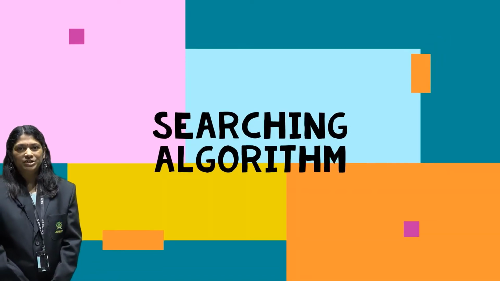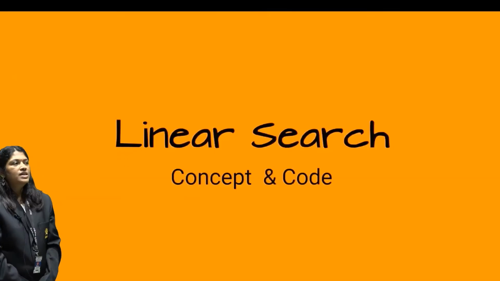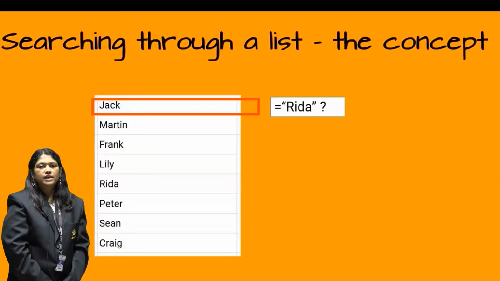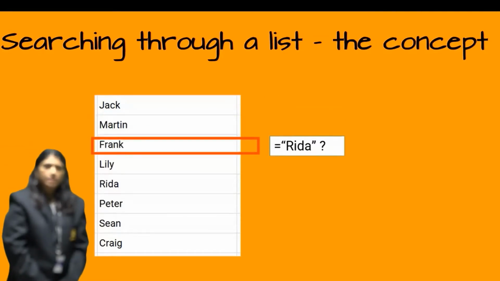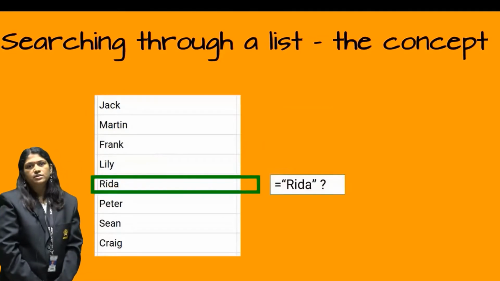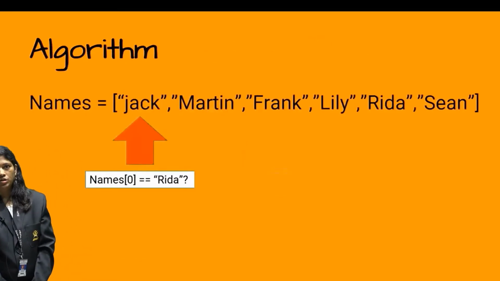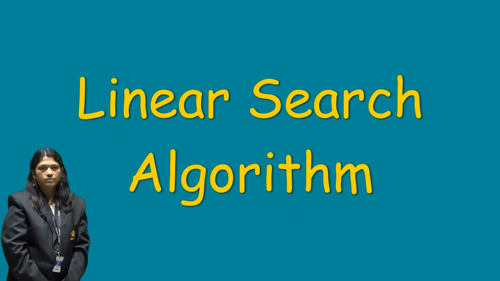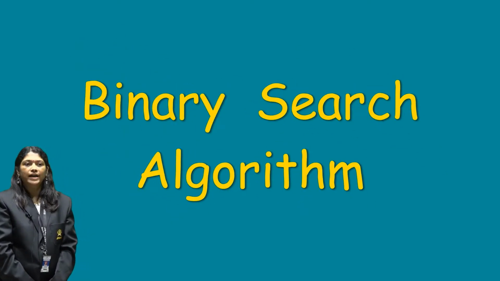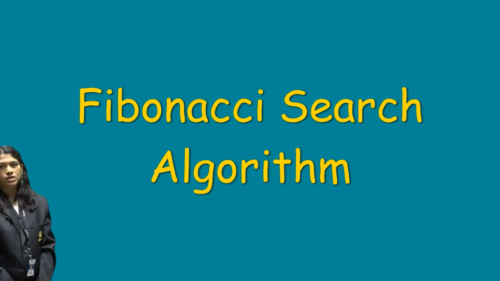Today I will explain the linear search algorithm with its program. Searching is an operation which finds the place of a given number in the list. Searching also finds whether a number is present in the list or not. There are different types of searching algorithms, for example linear search, binary search, and Fibonacci search.